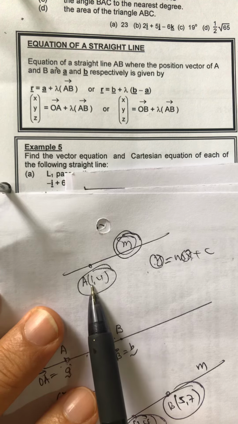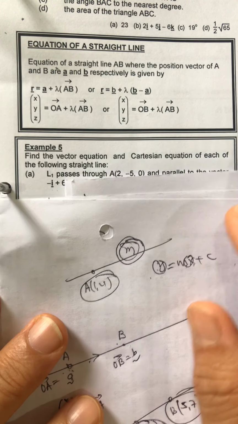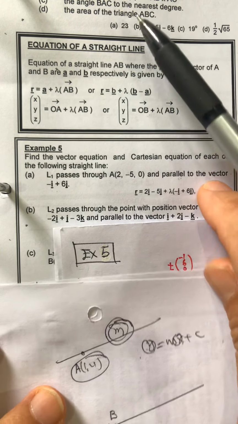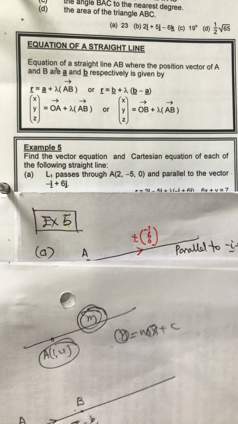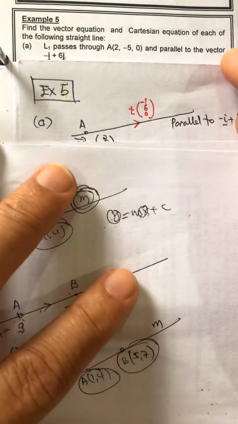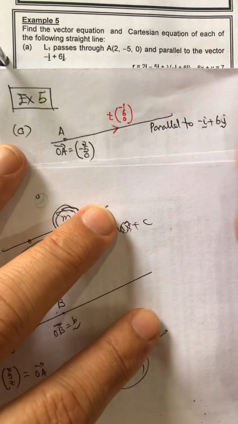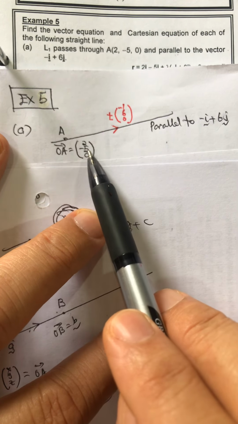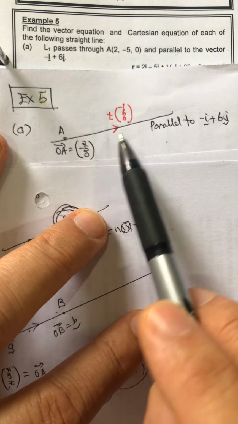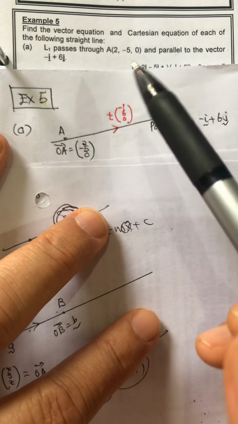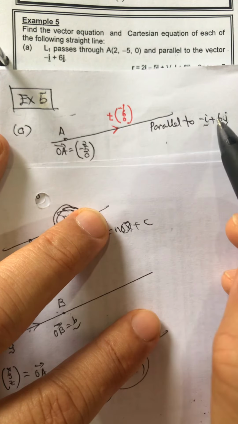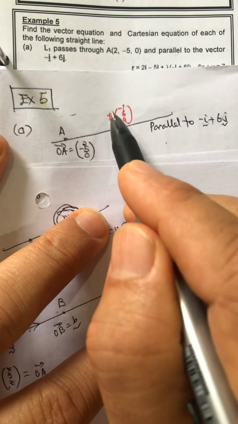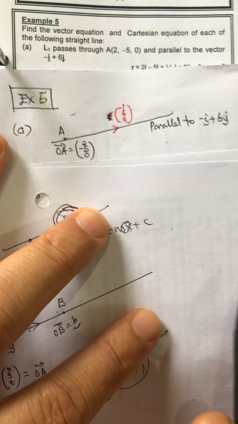Just like Form 4, you are given the point, you are given the gradient. But here we don't use gradient, we use direction. So how are we going to find the equation of this line? I show you. This line passes through the point. This is the coordinate, we write it as a position vector. And then parallel to this, so that means the direction is (-1, 6, 0). This is the direction.